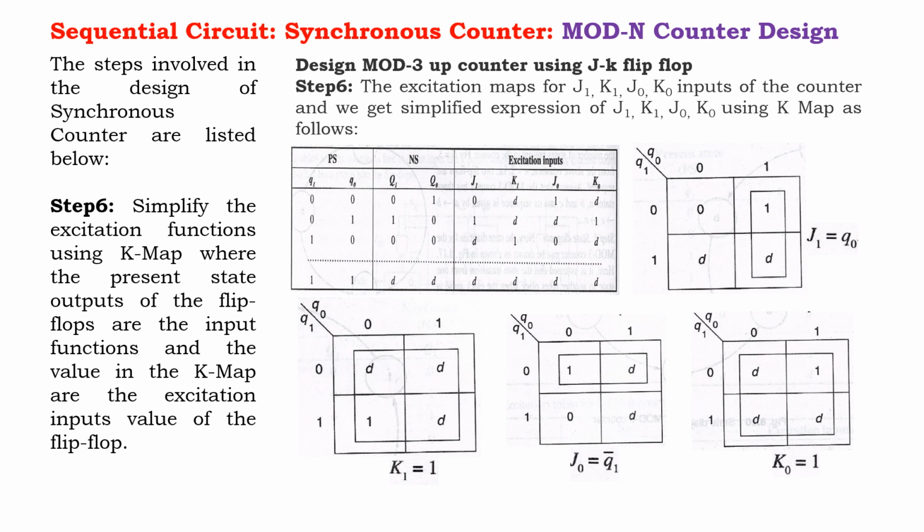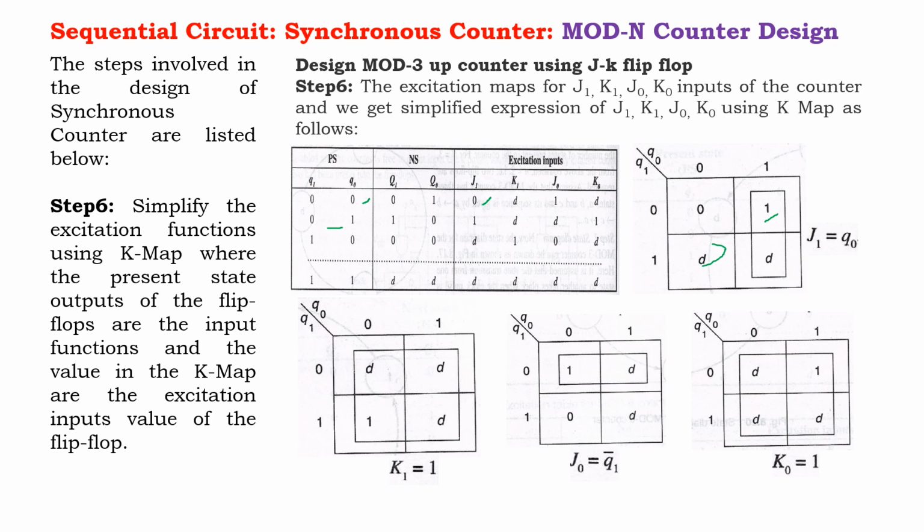Suppose this is J1. So for J1, Q1 Q0, 0 0 is 0, and 0 1 is 1, and now 1 0 is don't care, and 1 1 is don't care. So now this group will be made and we will get J1 equal to Q0.